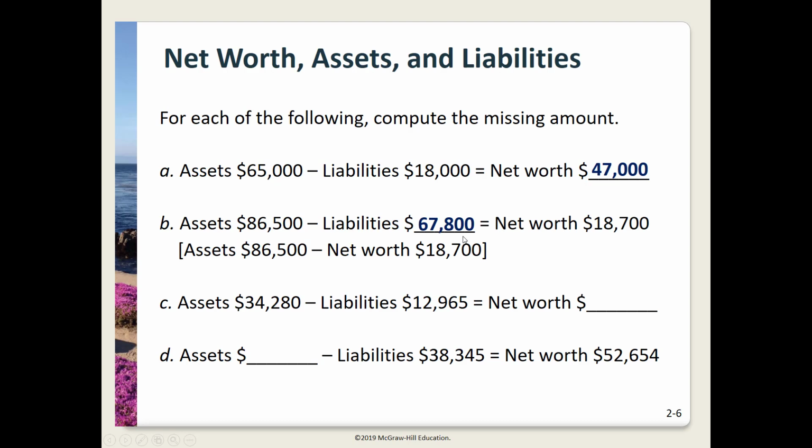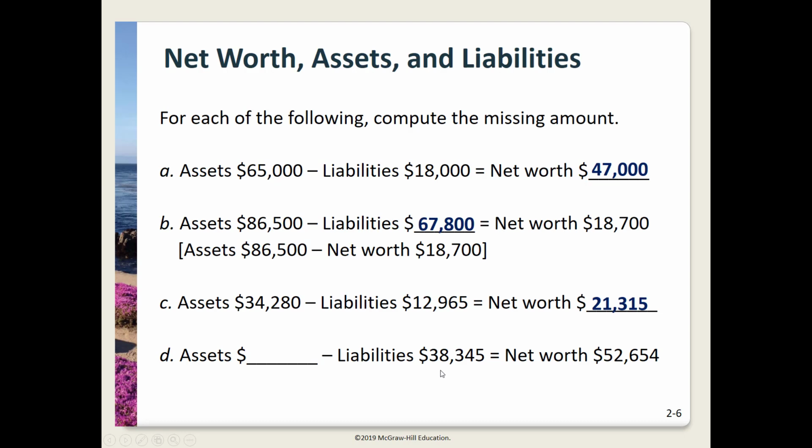And then if you want to double check to make sure your math worked out, you'll go ahead and take the assets minus your liabilities, and it should equal to the net worth of $18,700. In Part C, again, this is more straightforward. We've got our assets of $34,280 minus our liabilities of $12,965. So when I subtract these two, we get a net worth of $21,315. In Part D, our assets is the missing variable.